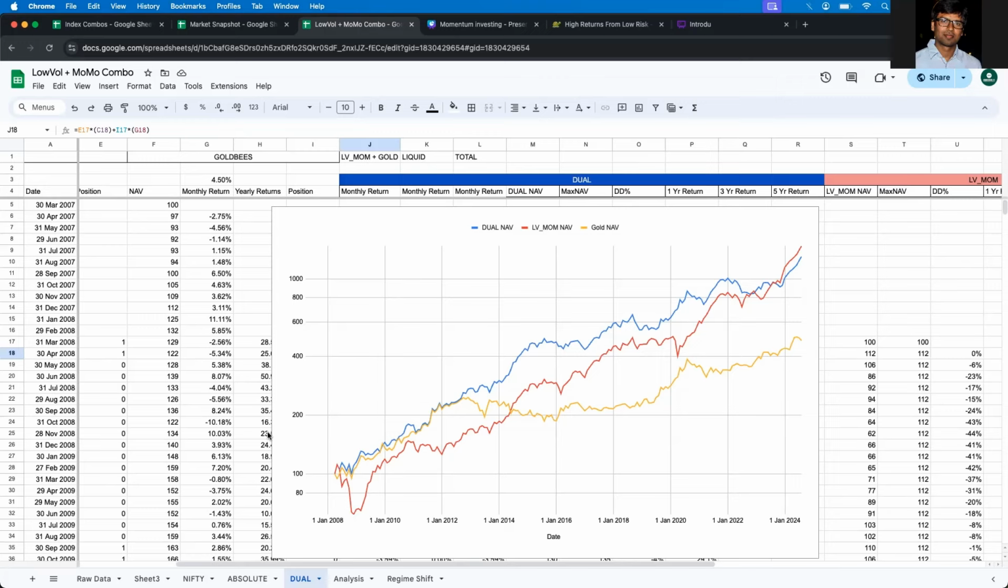Now, to eliminate the starting point bias, let's also take a look at the rolling returns. We'll take 1 year rolling return, 3 year rolling return, and also 5 year rolling return to see how the results of the dual momentum strategy are. Now, this is about dual momentum. What we'll do is a thorough comparison between absolute momentum, dual momentum, LVMOM, Nifty, and gold.